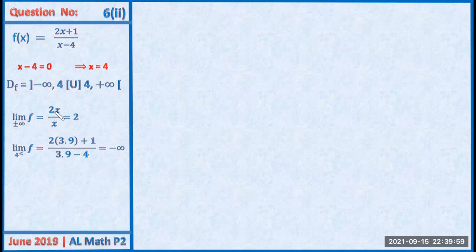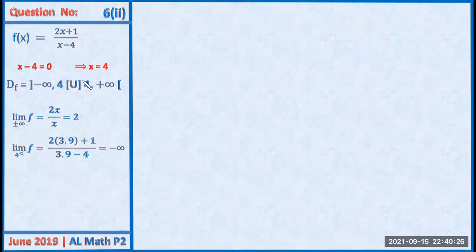If you fit the values here, 2 times 3.9 plus 1 is positive, and 3.9 minus 4 is negative. Positive divided by negative is a negative number, so we have negative infinity as x tends to 4 from below. This is how they write it below, or some people put a minus here, like 4 to the power minus 1, but it's not actually minus 1.